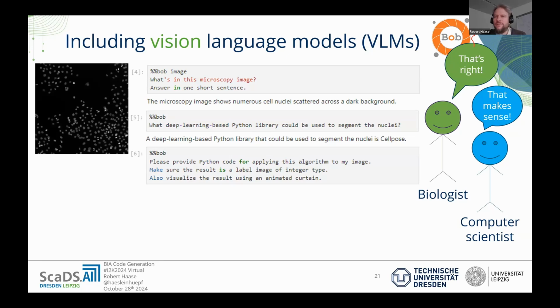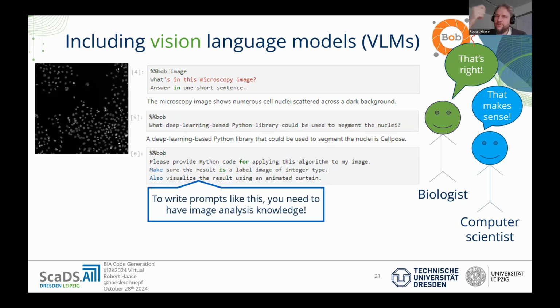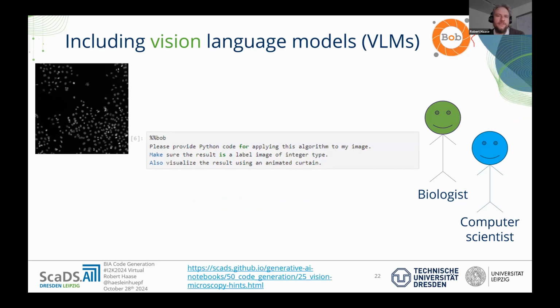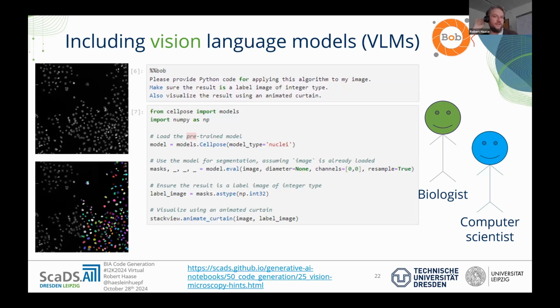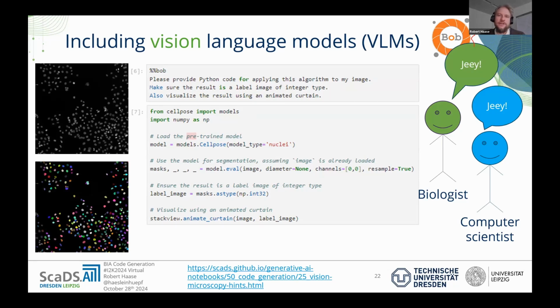And here you may notice already that in order to write prompts like this, you need to have some image analysis knowledge. You have to have some understanding of how image analysis is typically done in Python. So you cannot, thanks to language models, avoid learning this. But the way to learn it might be shorter using language models. So then I submit this prompt and I get back, for example, code like this. And if we execute that code, you will see an animated curtain like that, showing the image and the label image blending over each other, which is, yay, super cool.